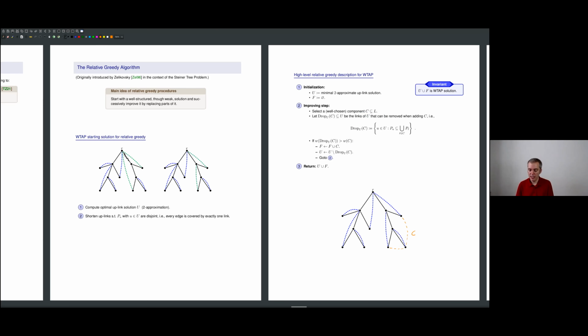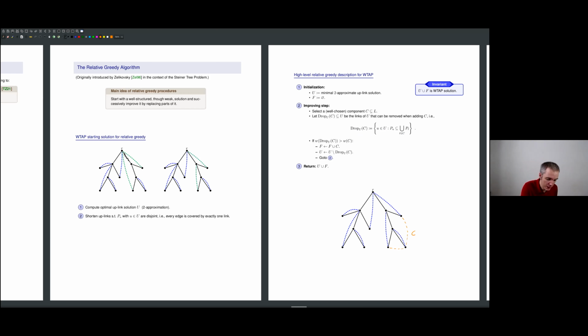And if I want to add that one, I check which of the uplinks I can remove from my solution while maintaining a solution. This set I denote by drop U C. This means what you can drop from U when you add the component C. By definition, those are the links in U that are covered by links in C. It's precisely what you can drop.